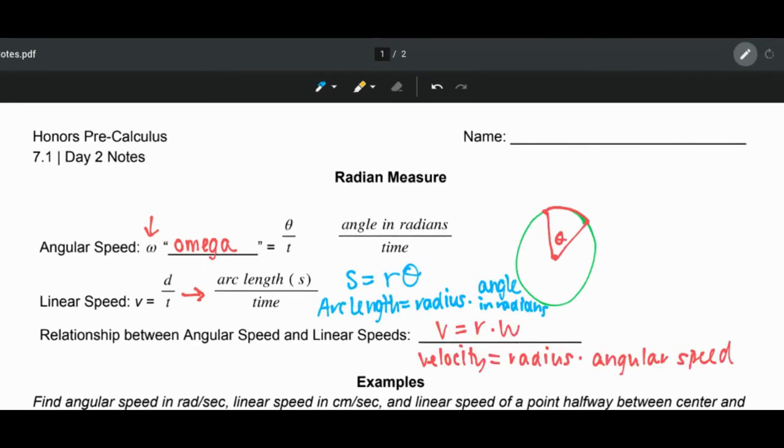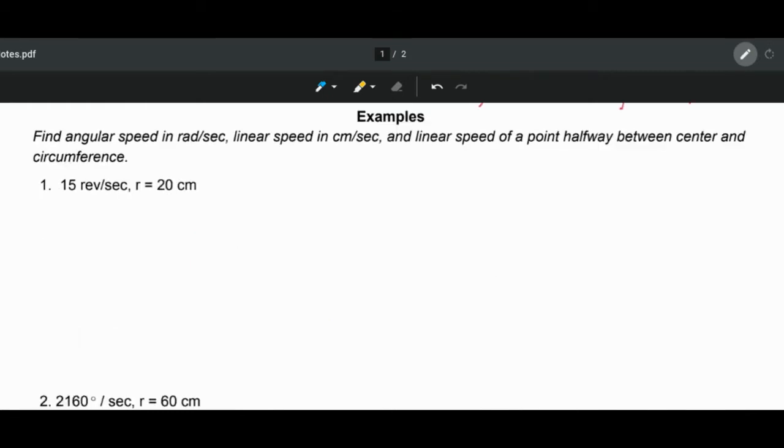All right, as a reminder of arc length, s equals r times theta, or your arc length is your radius times your angle in radians. Here's your radius, here's your s. And the relationship between angular speed and linear speed is velocity equals radius times the angular speed, or v equals r times omega.